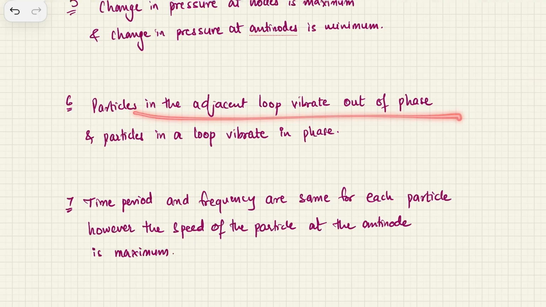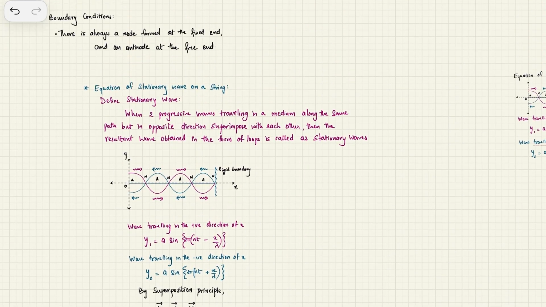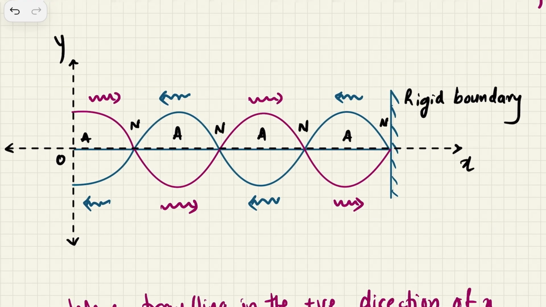Particles in the adjacent loops vibrate out of phase, and particles in the same loop vibrate in phase. So what does it mean? It means that, suppose I have a stationary wave, something like this, which is seen on the screen. Now at all these antinodes, all the particles are going up. Let's say if all the particles are going up, then in the neighboring loop all the particles are going down. So particles here and particles here are out of phase with each other, because one is going up and the other is coming down. However, if you see this particle and this particle, all the particles are going up.